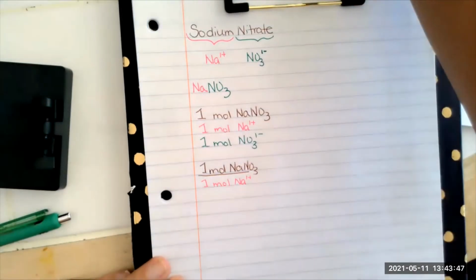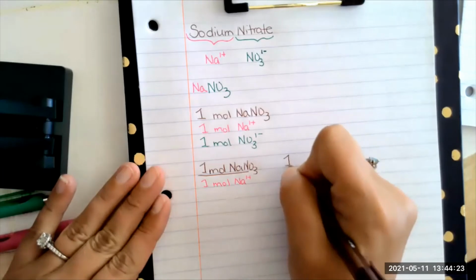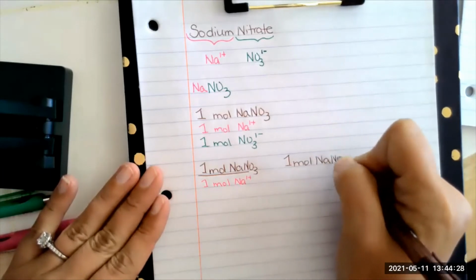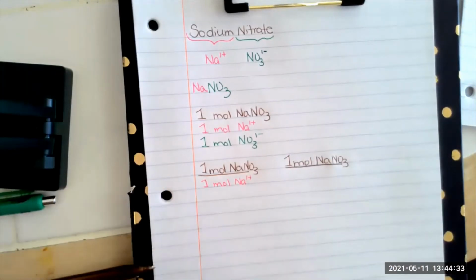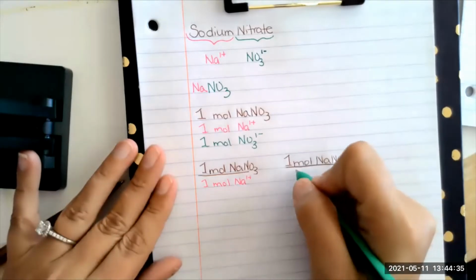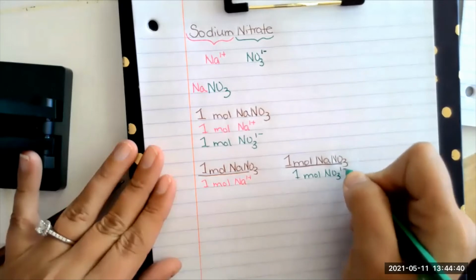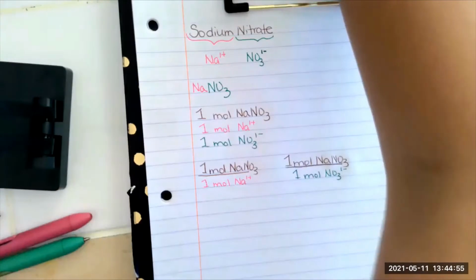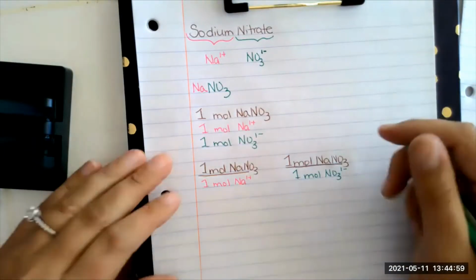Okay, what's another ratio we could have? Another ratio we could have would be 1 mole sodium nitrate to 1 mole of nitrate. Okay, what is another ratio we could do? Okay, and then the last one we could do would be 1 mole of nitrate to 1 mole of sodium.